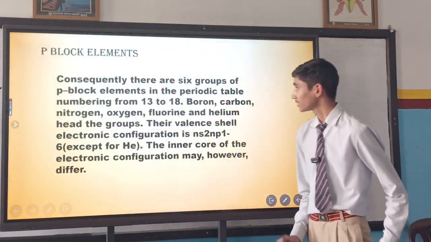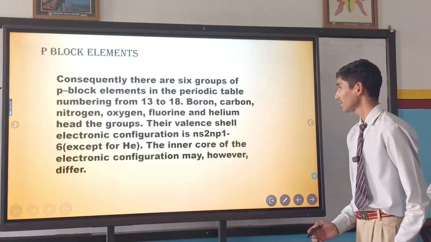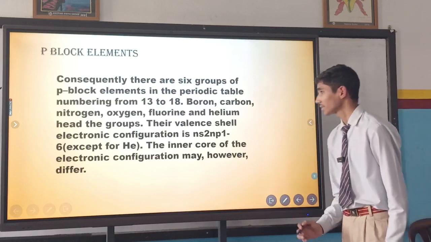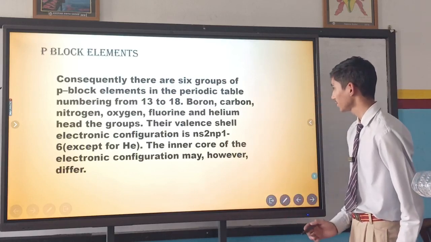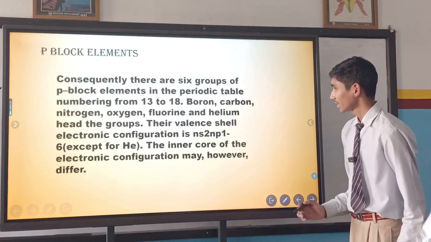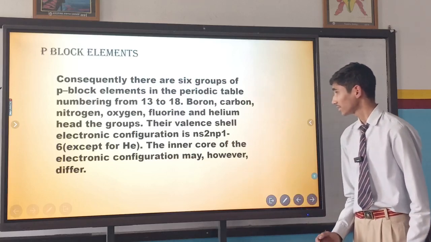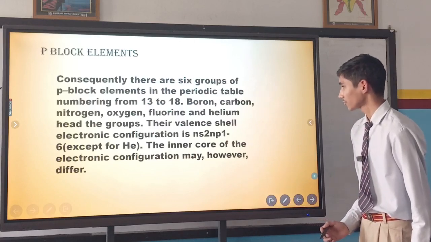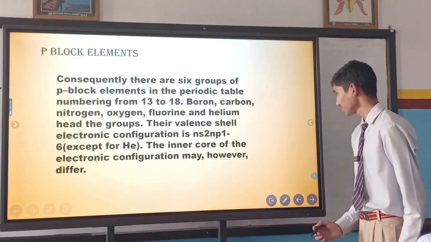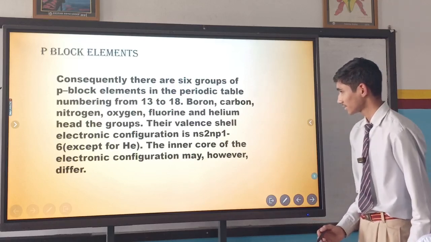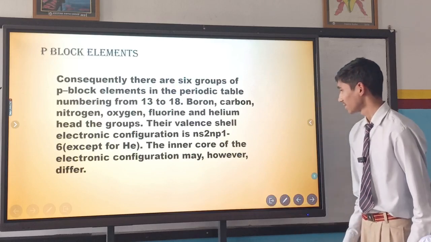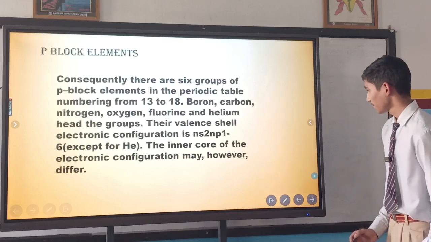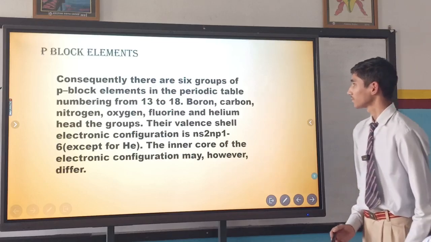Now P block elements. There are 6 groups of P block elements. In the periodic table, numbering from 13 to 18, boron, carbon, nitrogen, oxygen, fluorine, and helium lead the groups. Their valence shell electronic configuration is ns2 np1-6, except for helium. The inner core of electronic configuration may, however, differ.